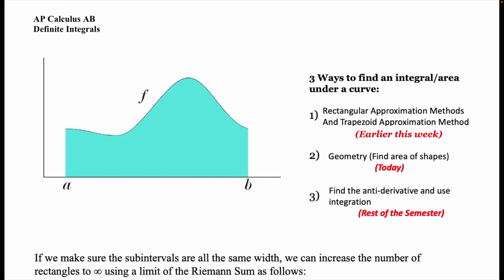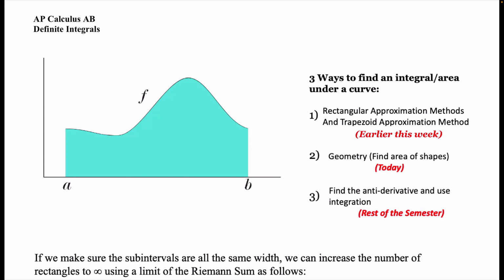rectangles and trapezoids, right? Rectangular approximation method, trapezoid approximation method. Those work, but they're approximations, okay? So today, we're gonna find, so these two, using geometry and antiderivatives, numbers 2 and 3, are the way to find the exact area. So number 1 is an approximation. They're approximations. Better than nothing, but they're approximations.